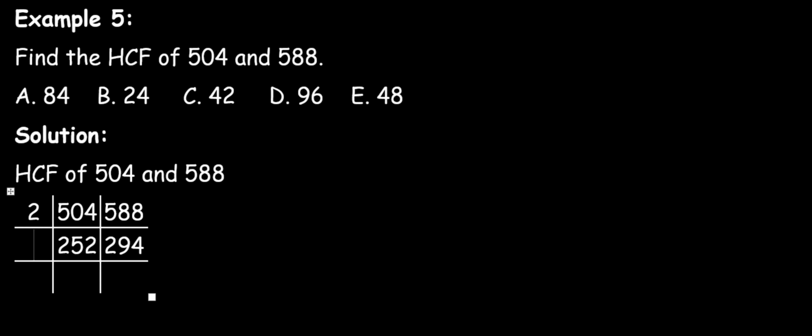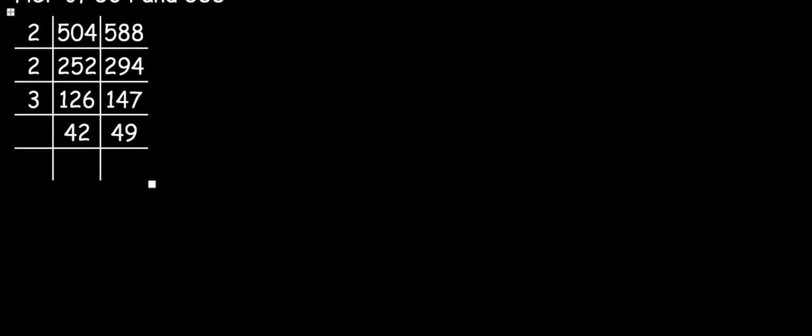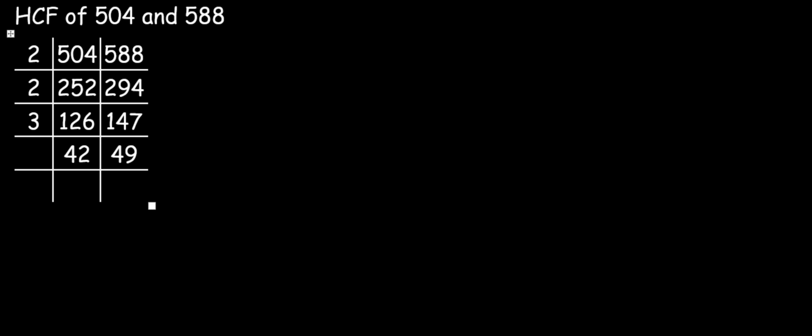A careful observation will show that 2 can still divide through the given numbers. 2 divides 252 to give 126. 2 divides 294 to give 147. If you look at the resultant values very carefully, you will observe that 3 can divide through. 3 divides 126 to give 42. 3 divides 147 to give 49. Looking carefully, 7 can still divide through. 7 divides 42 to give 6. 7 divides 49 to give 7.